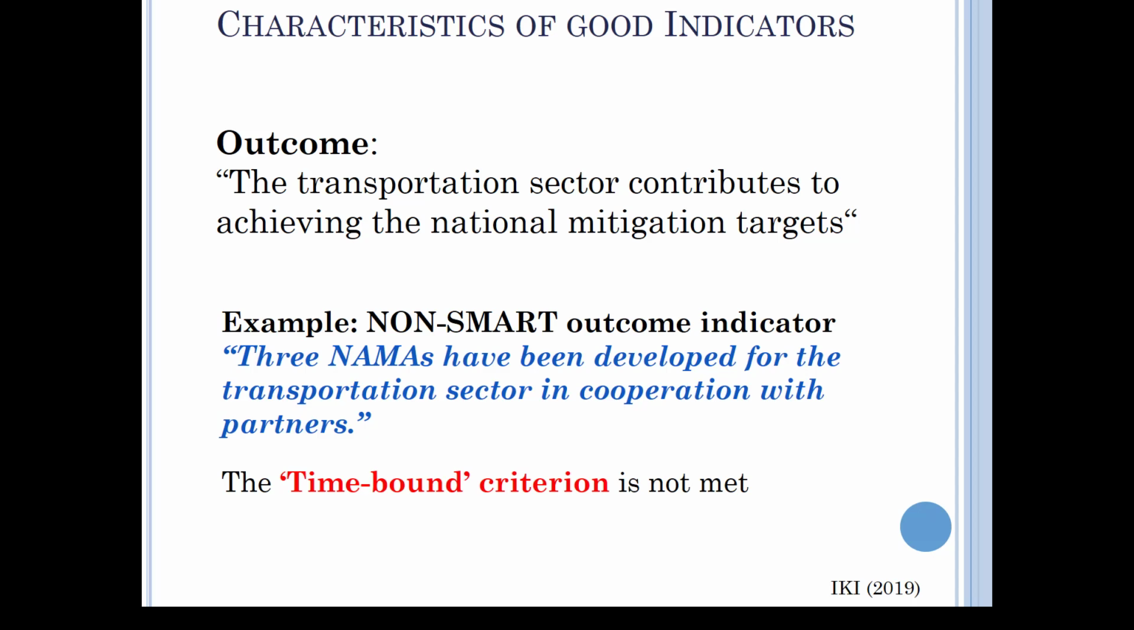Another formulation of an indicator. 3 NAMAs have been developed for the transportation sector in cooperation with partners. So the time-bound criterion is not met here. The indicator should clearly define the time by which the target value should be achieved, and this is not the case here. So another example where one of the criteria is not met.